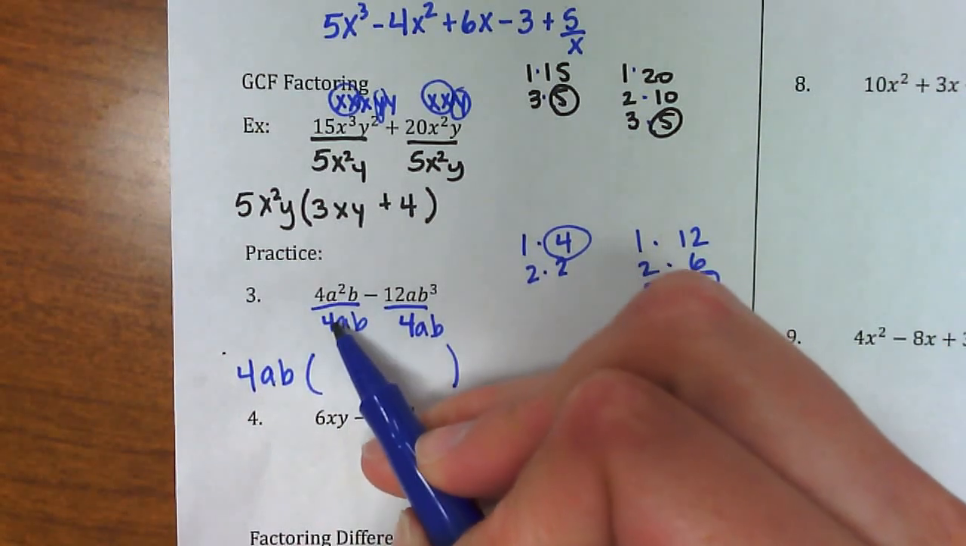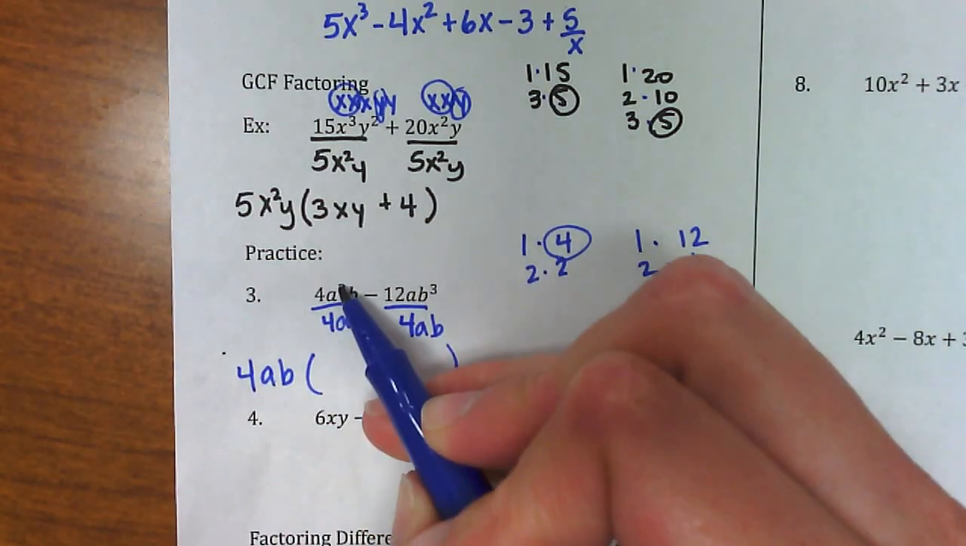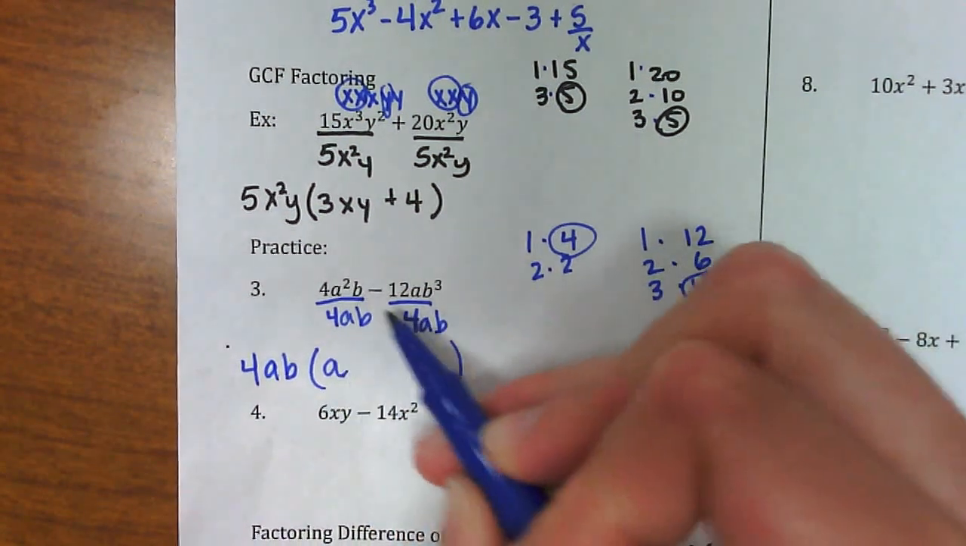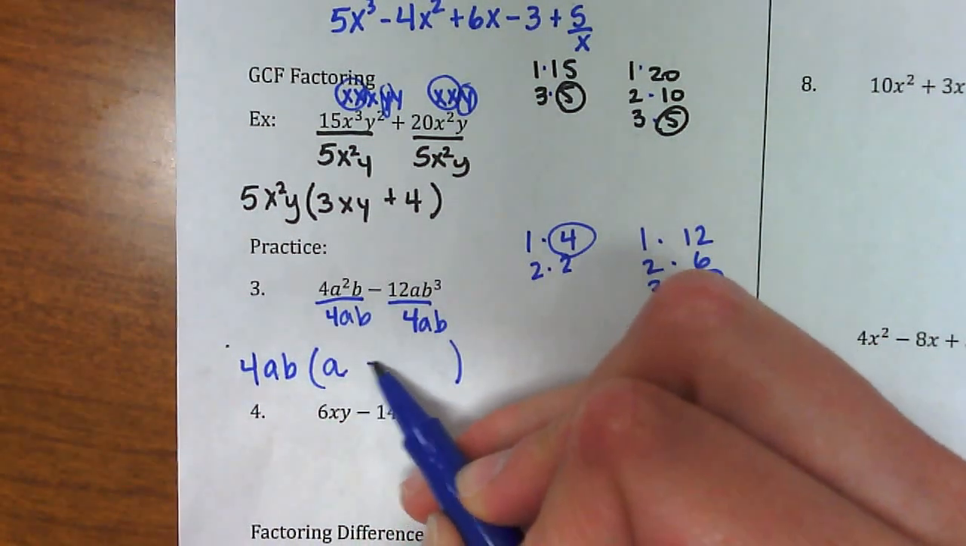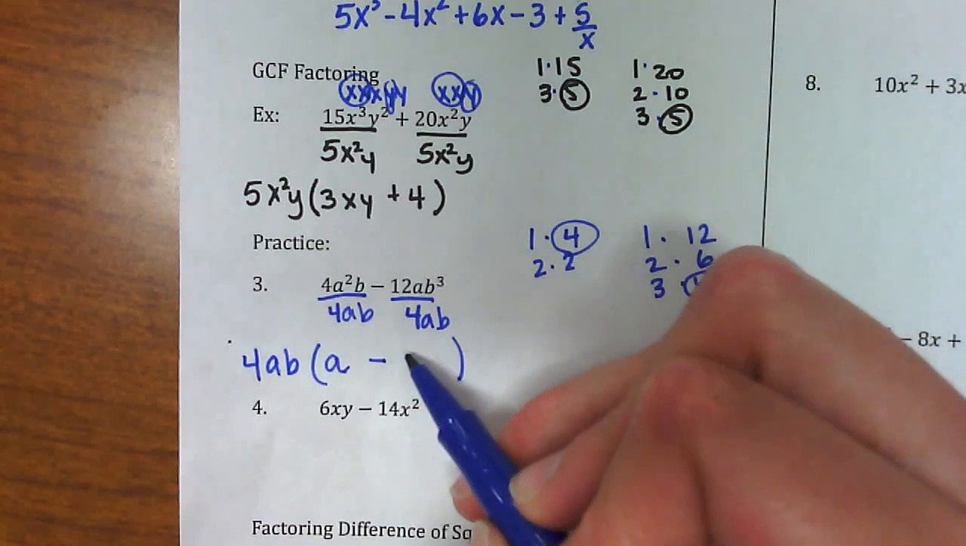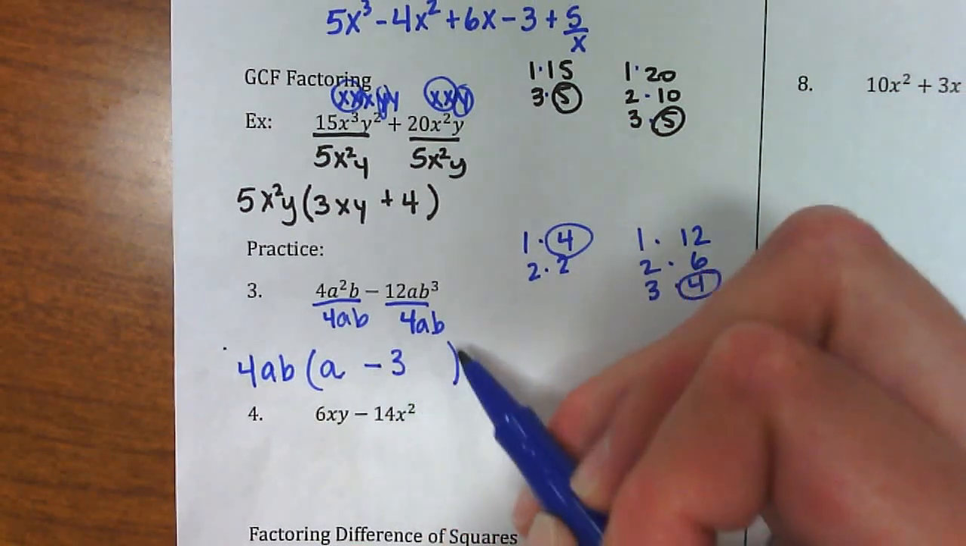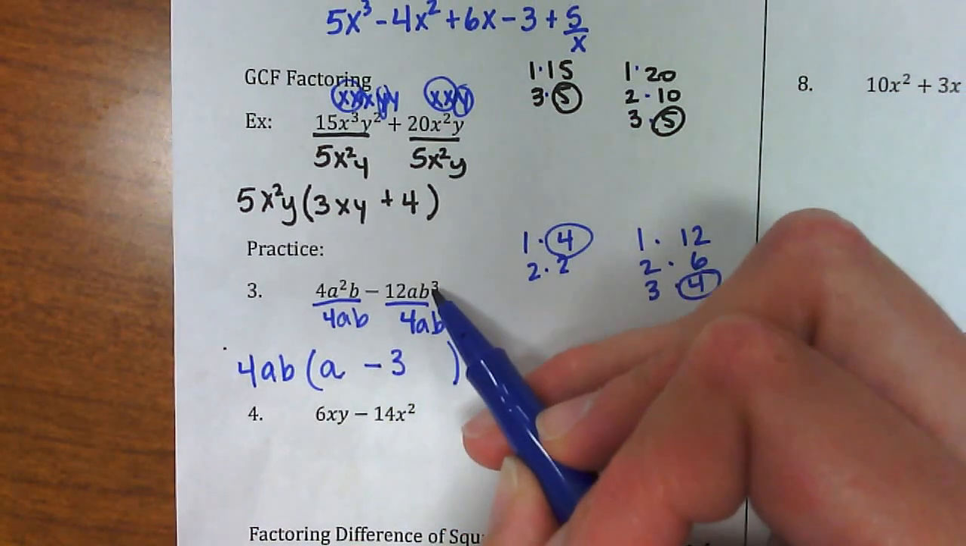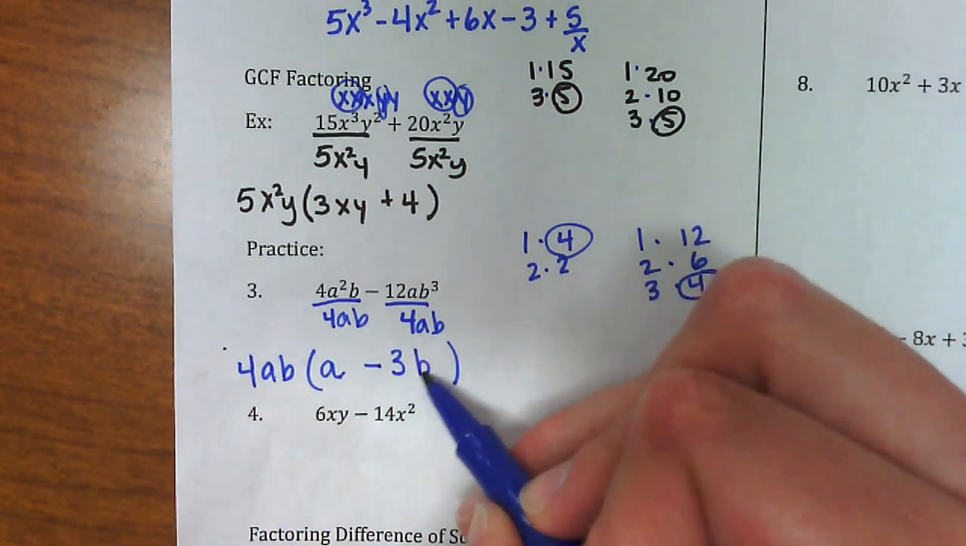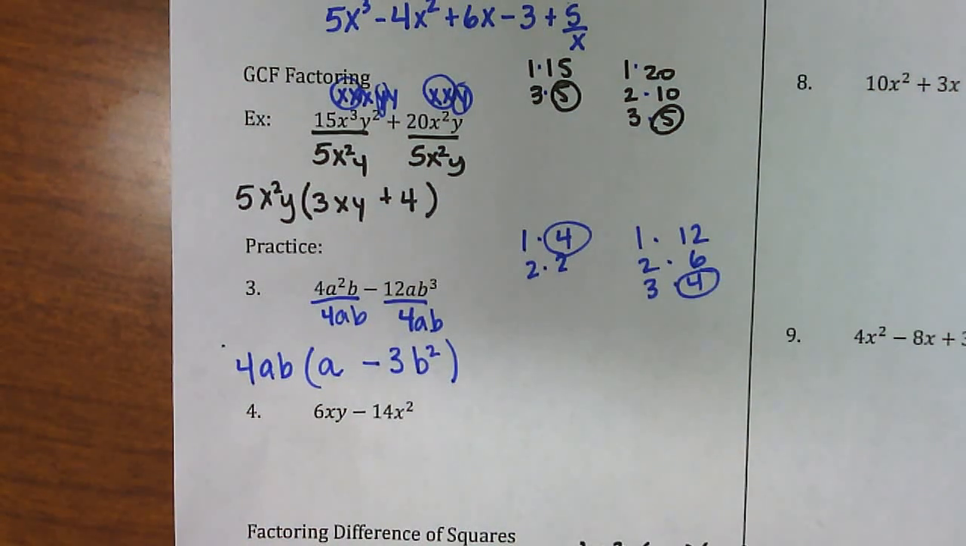And we divide. 4 divided by 4 is 1. A squared over a is just a. And b over b would cancel out. Negative 12 divided by 4 is negative 3. A over a cancels. B cubed over b would be b squared.